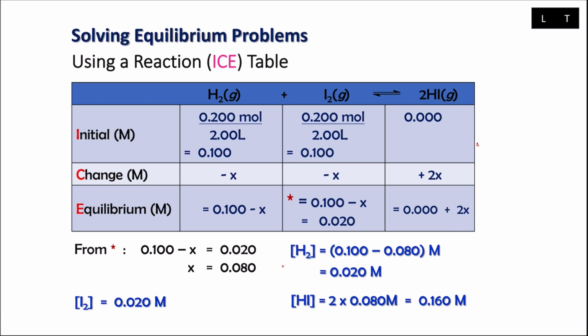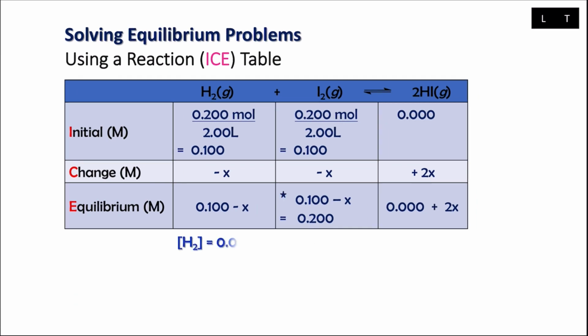Okay, once dah settle, dah cari dah concentration for all species at equilibrium, kita dah tahu dah, this one for H2, concentration is 0.02 molar. Same goes for I2, dan HI concentration is 0.16 molar. So, apa tujuan kita calculate this value? Sebab kita nak tentukan value Kc.